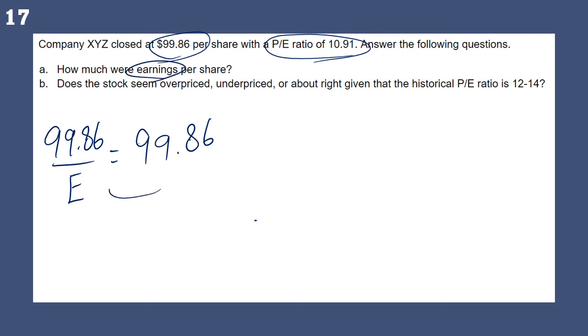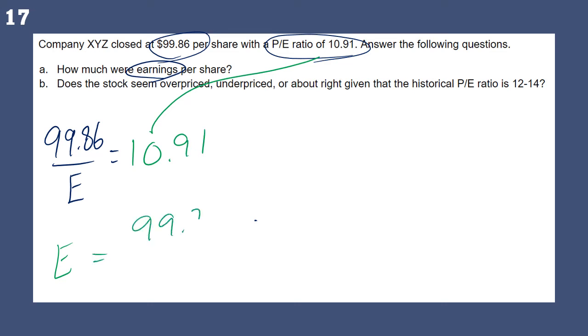So to find E, I just need to solve this equation. So I'm going to go ahead and do that by multiplying by E and dividing. So E, oh, I wrote the same number twice. Please forgive me. The PE ratio, I put 99.86, but the PE ratio is only 10.91. So to find E, we're going to need to swap that out, and we're going to get 99.86 over 10.91, and that is our earnings per share.